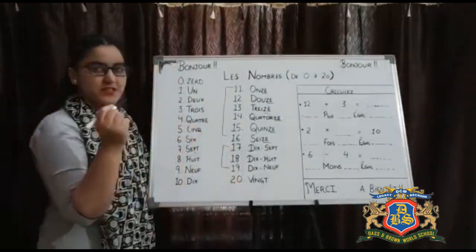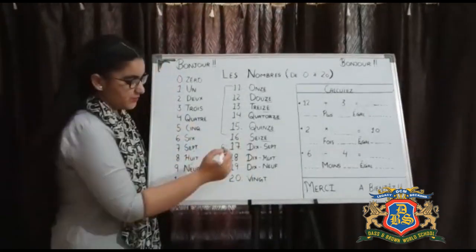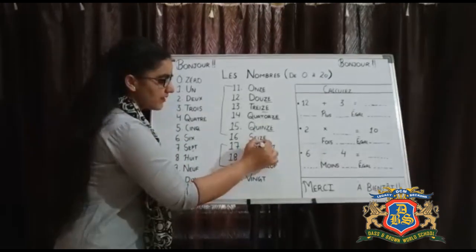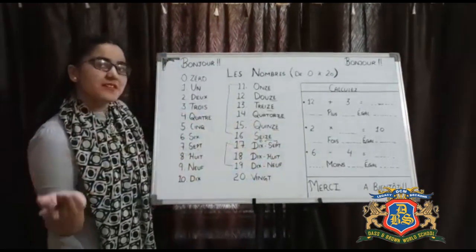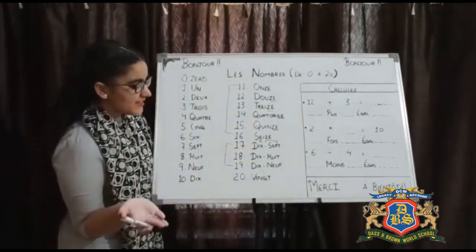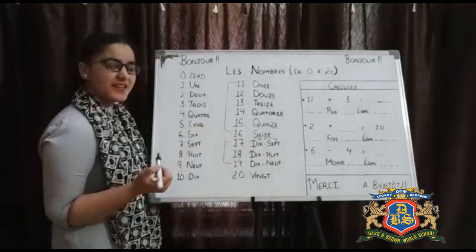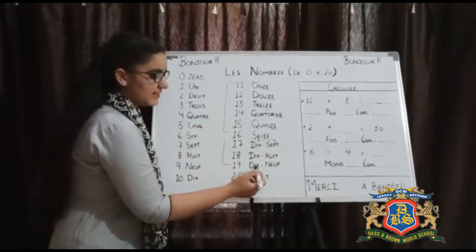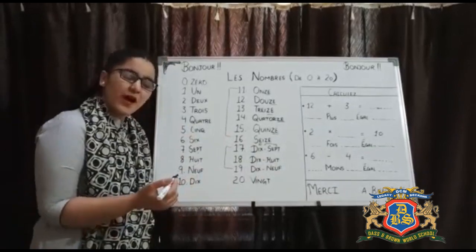Now the easiest numbers, 17 to 19. See, this is 10 plus 7, 17. In the same way, 18 is 10 plus 8, and 19 is 10 plus 9. Très bien. And 20 is vingt.